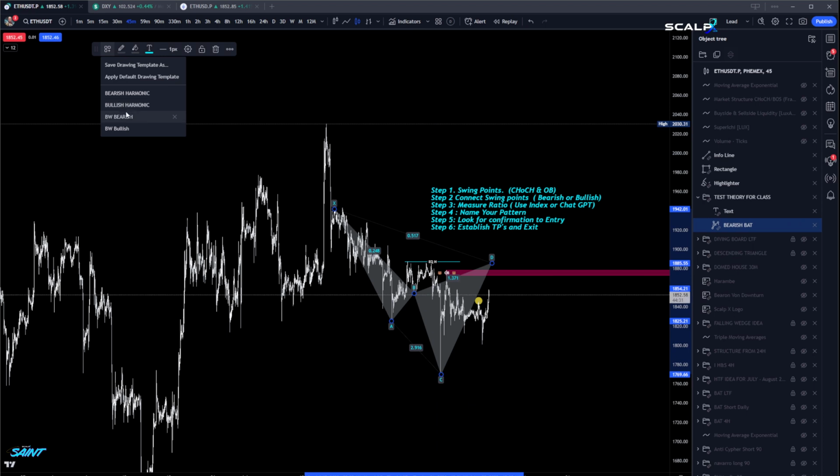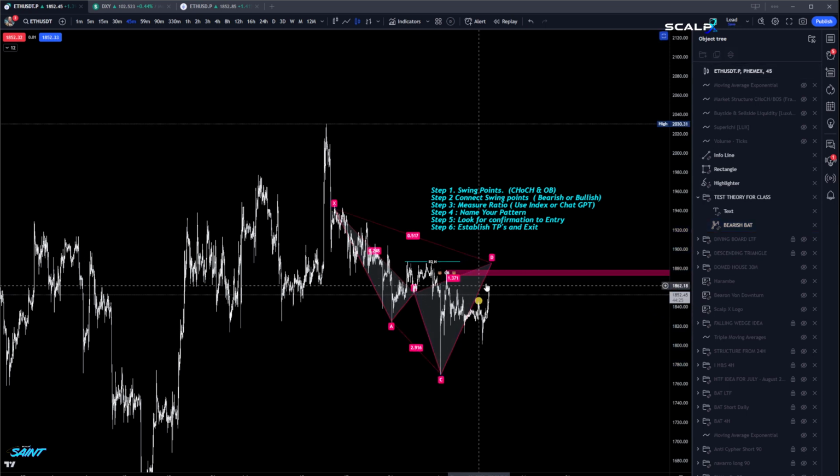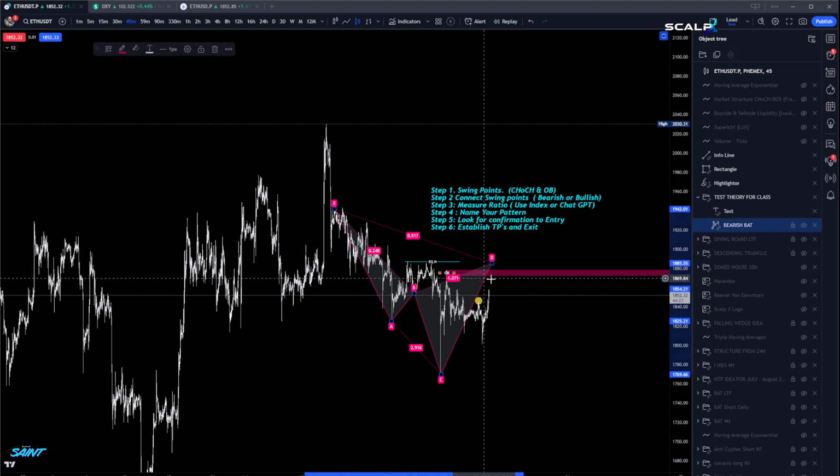Quick side note: I highly recommend you guys, once you make your charts and your patterns, save your templates, so it's already done for you. So when you're looking at a chart, you know exactly what it is. It's just a reminder for yourself, like, oh, that's bearish, oh, that's bullish.